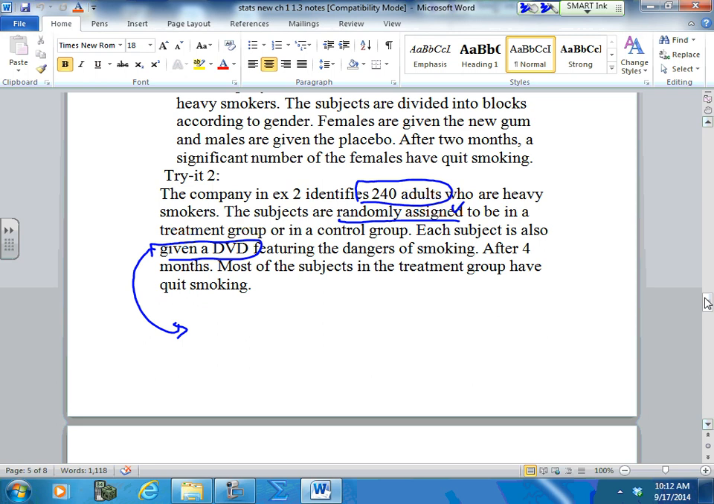It could be a confounding variable. I'm not really sure which one had a better effect. Maybe the DVD did, maybe the gum did. Okay? They gave their subjects gum as well as a DVD. You really can't do two things at the same time. Okay? So that was the problem with this guy. You want to make sure that you control what you're giving them.